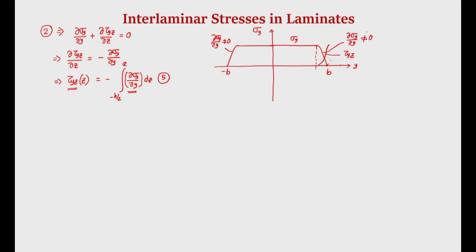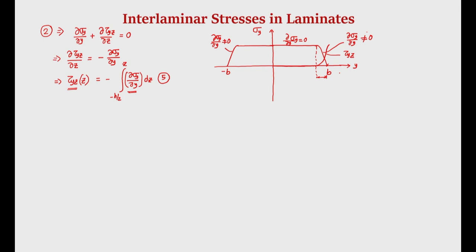So, there is a σy, but at the free edge σy drops down to 0, therefore, there is a gradient. Okay. So, we can see that at this region there is ∂σy/∂y not equal to 0, but away from that this is 0. Therefore, away from the free edge there is no τyz, but near the free edge where there is a steep gradient of ∂σy/∂y, there is τyz.